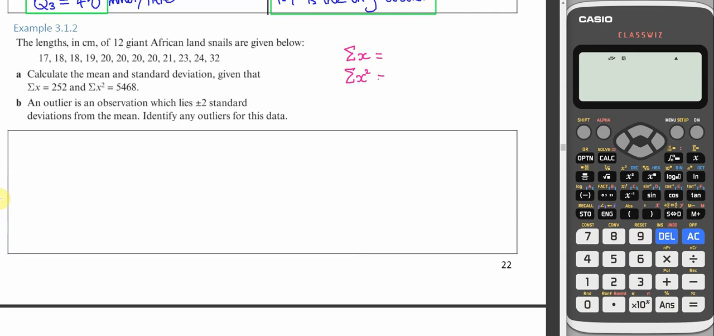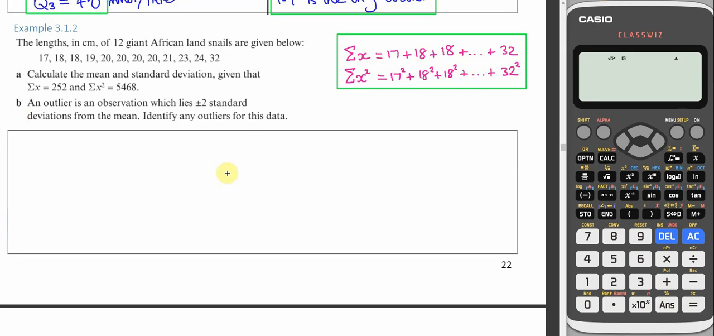First of all, make sure you understand fully the difference between these things. In this example, sigma x is 17 plus 18 plus the next one, which is 18, etc., all the way to the last value. However, sigma x squared, it's the x's that are squared here. So that is the sum of 17 squared, and 18 squared, and 18 squared, all the way up to the last one, 32 squared. That's what that notation means.